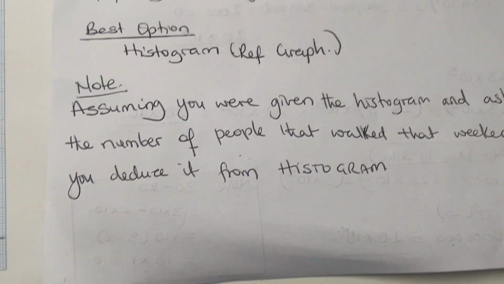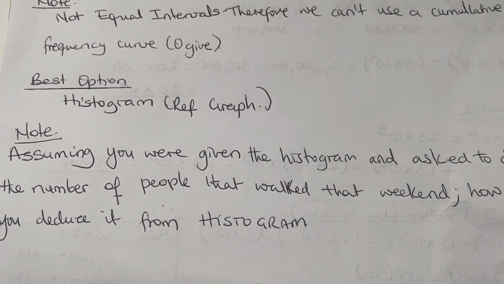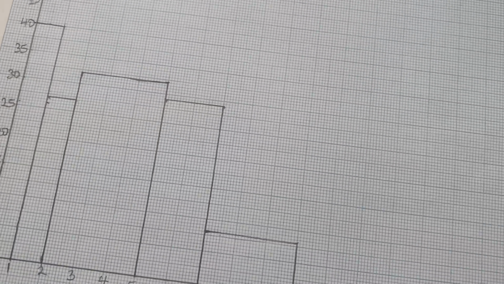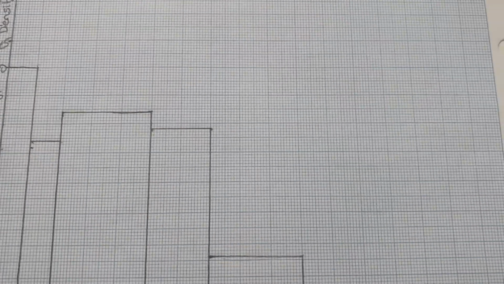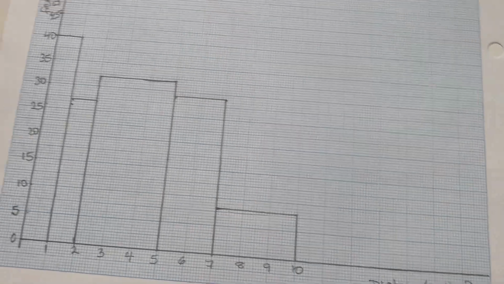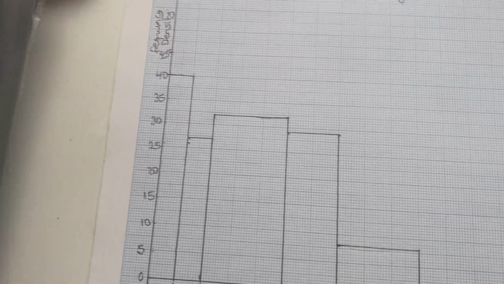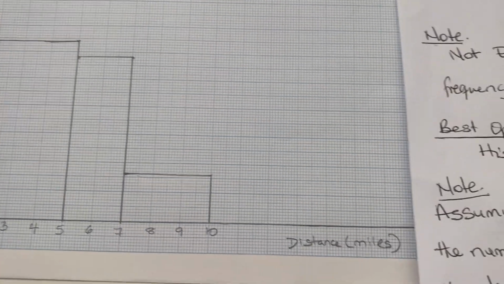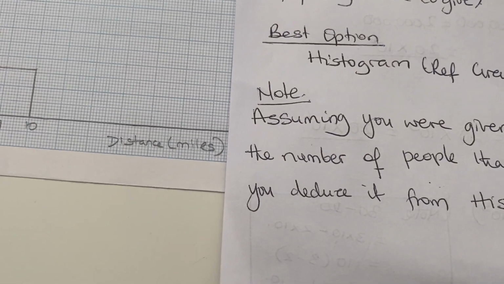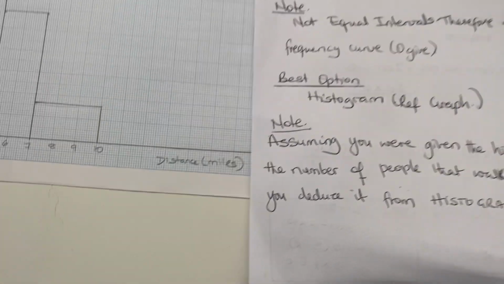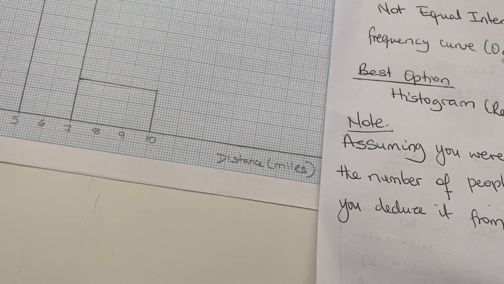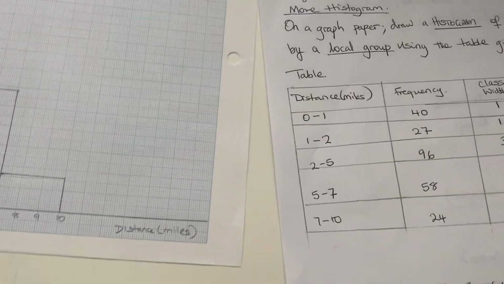Now, assuming you were given the histogram in an exam, we are talking about interpretations. You got this graph in your exam, and then you were asked how many people took part, because you've not been told. So, assuming you were given the histogram and asked to deduce the number that worked that weekend, how would you deduce it from the graph? So I'm going to quickly show you that.